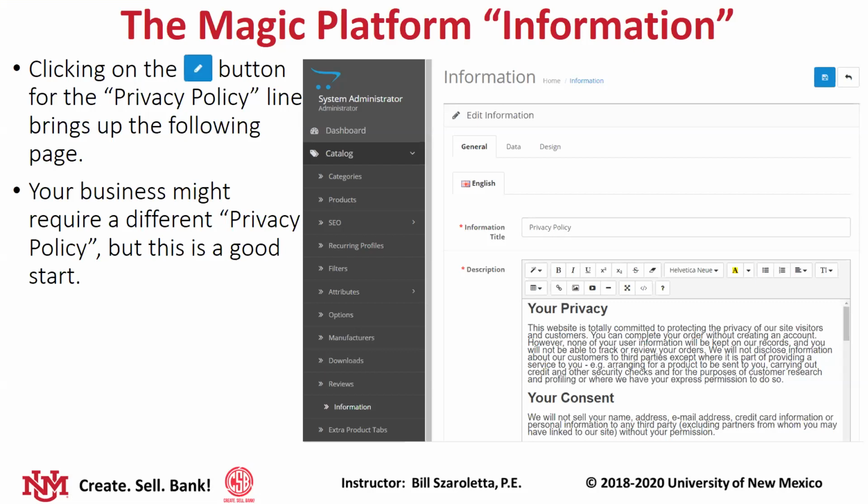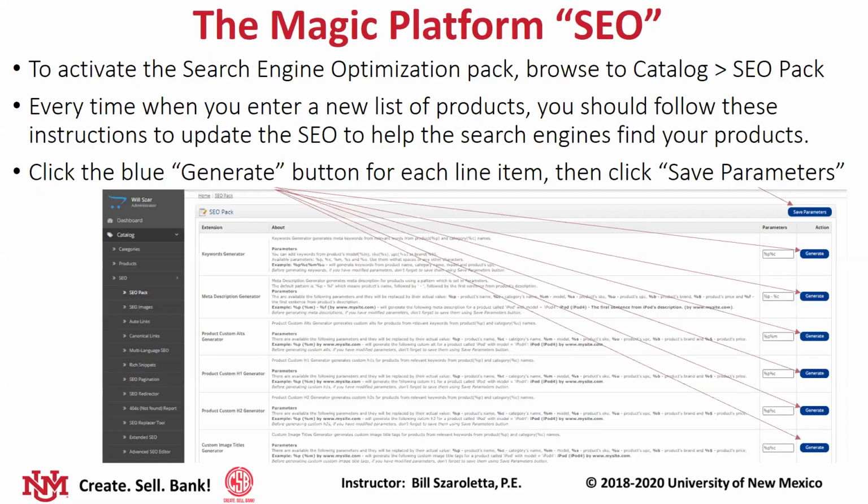We've gone over the privacy policy, but now let's go to search engine optimization. The Magic Platform has a pretty incredible search engine optimization pack. And to get there, you go to Catalog and then SEO and SEO pack. Every time when you enter a new list of products, you should follow these instructions to update the SEO to help the search engines find your products and to rank them. So click the blue generate button for each line item and then click Save Parameters.